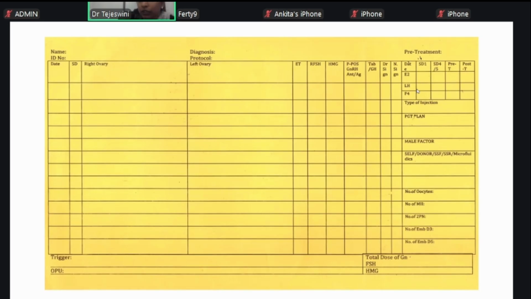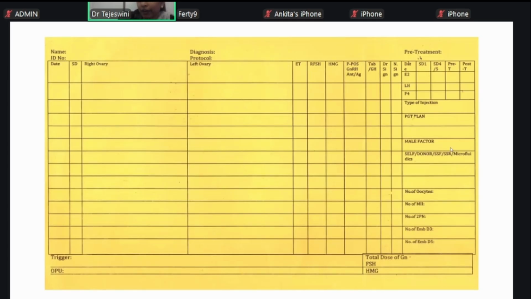And at the start of stimulation, the baseline hormones like estradiol, LH, and P4 are to be noted. And if any hormones are repeated on the fifth or sixth day of stimulation, a note has to be made of that. Pre-trigger and post-trigger hormone levels are noted accordingly. And the type of injection which is being given, like FSH or HMG or Pergoveris, has to be noted here. And if there is any plan for PGT, like PGT-A, which is advised in view of advanced maternal age, a note has to be made of it.